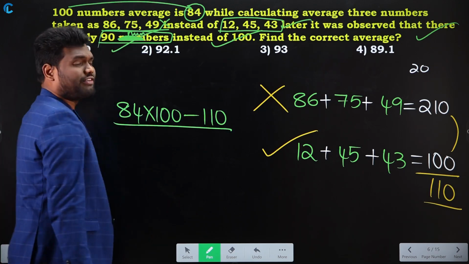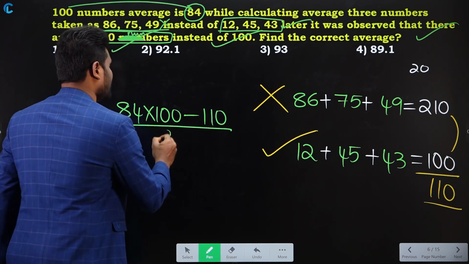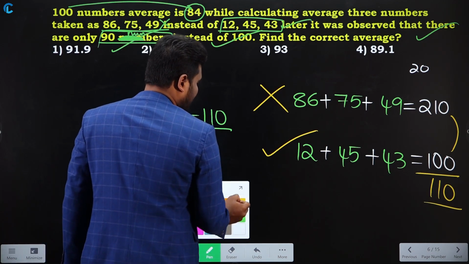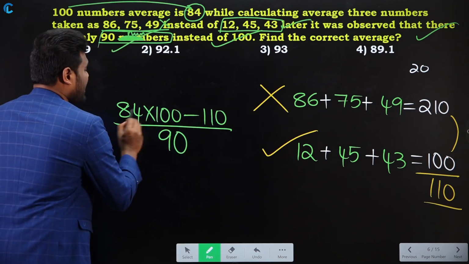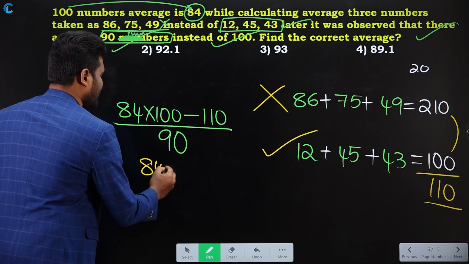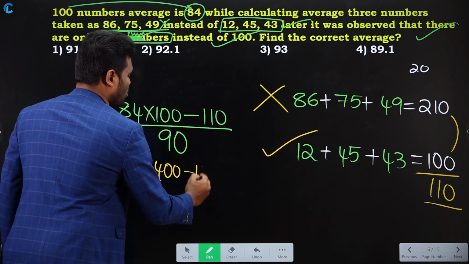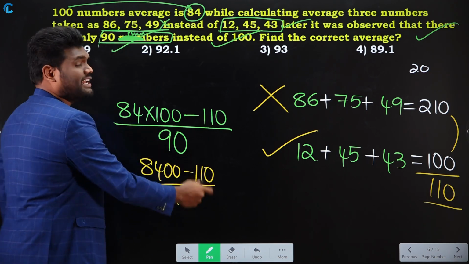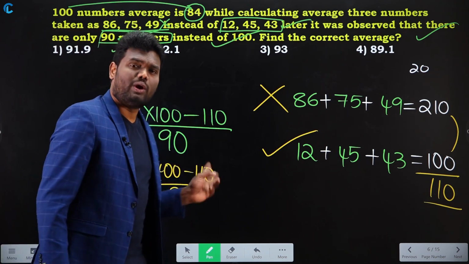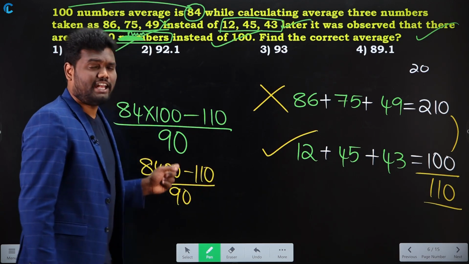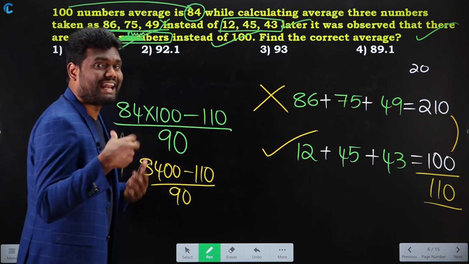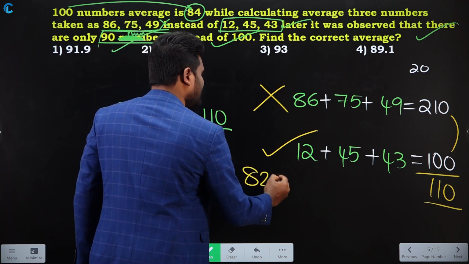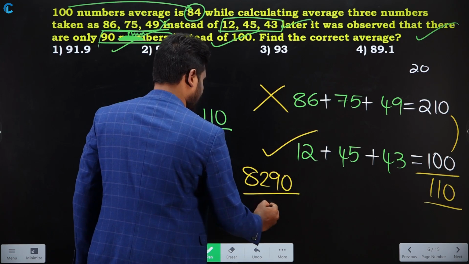Divided by the number of numbers, which are how many? The number of numbers is only 90. There are not 100 numbers. This is what is mentioned in the question clearly. Now calculate: 84 into 100 is 8400, minus 110, divided by 90. So 200 minus 110 is 90. Out of this 8400, already 200 was deducted. Remaining is 8200, 8290. 8290 divided by 90.